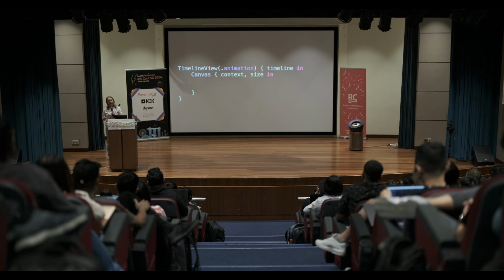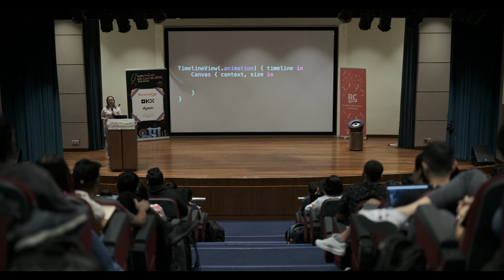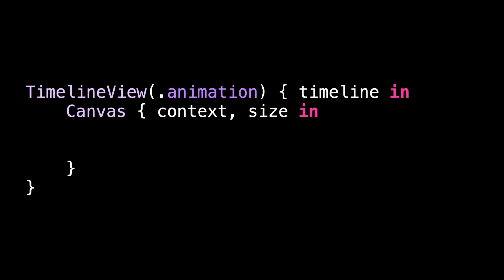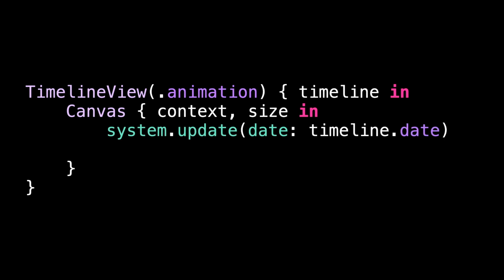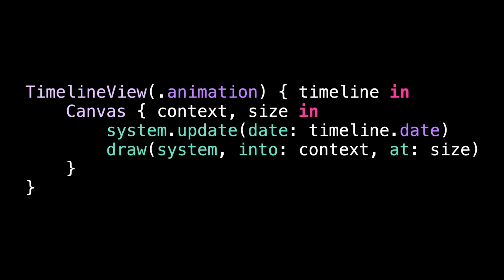And finally, we need to fill in the body property for our animation view. This is a timeline view set to an animation schedule, which means it redraws at least 60 times a second. And inside there is a canvas view, so we can do all our custom drawing. This gives us a context we're drawing into, plus the canvas size. Inside the canvas, we first tell our system to update itself. Right now, this just creates a new particle. And now, we can call the draw method we wrote a few minutes ago, passing in the particle system, drawing context and canvas size.